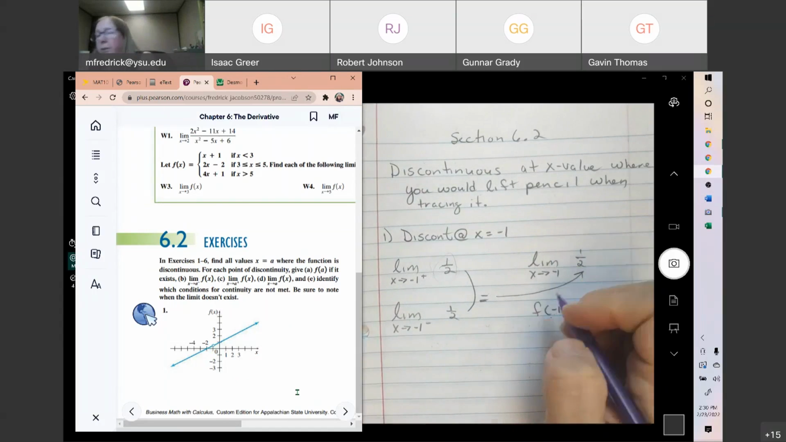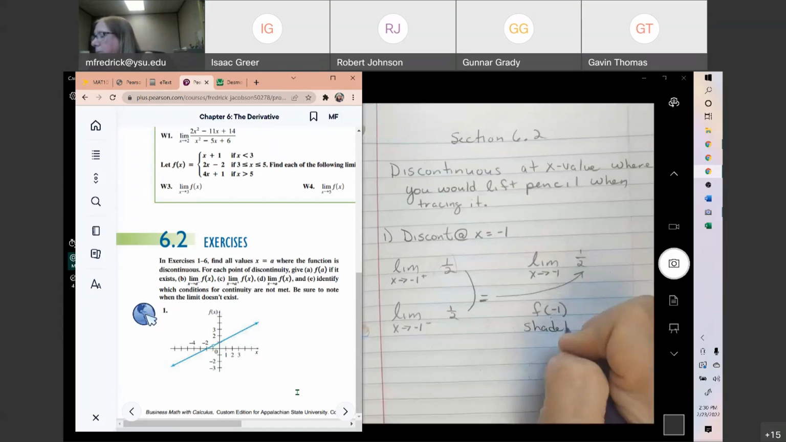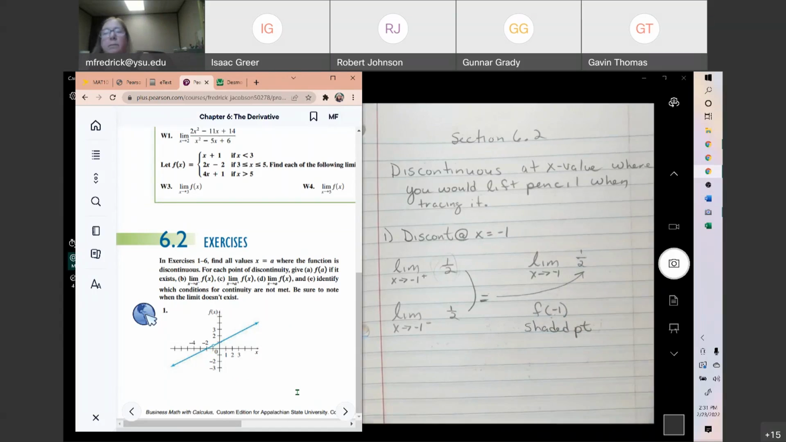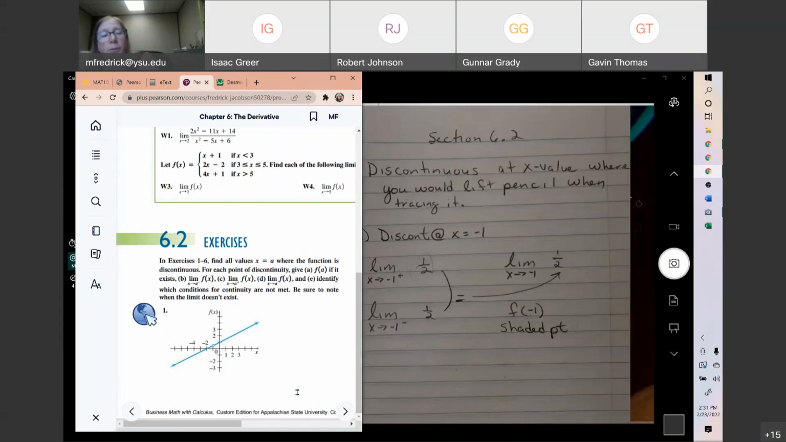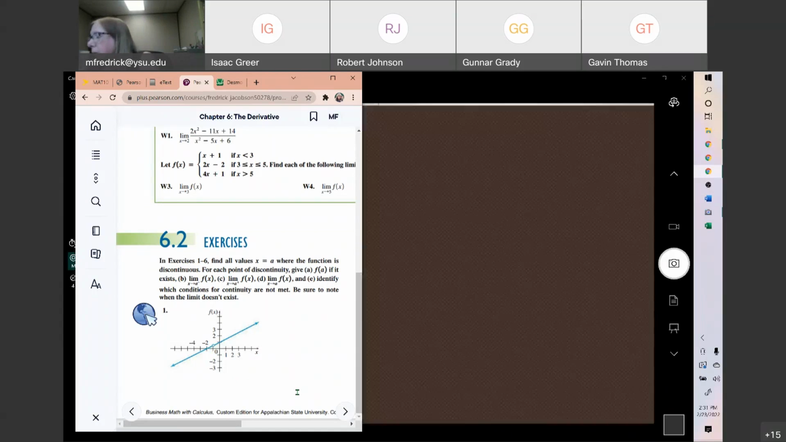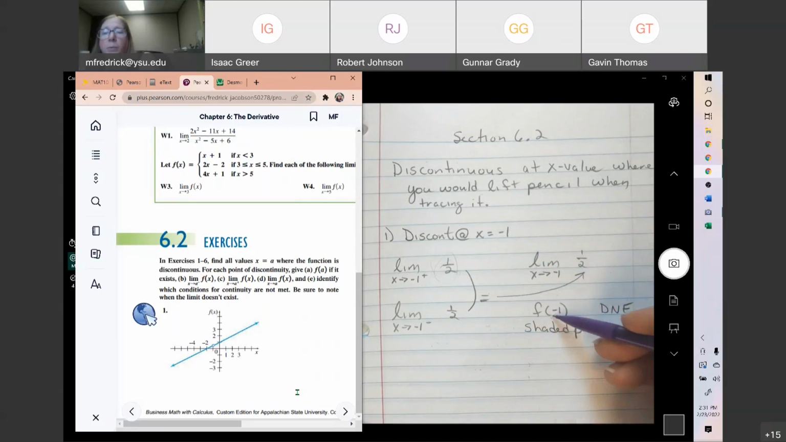This one's looking, and we're going to do another one. This one's looking in for the shaded point. Notice that at -1, there is no shaded in point. There's just an open circle. So this does not exist. So this one is discontinuous because f of -1 does not equal 1/2.